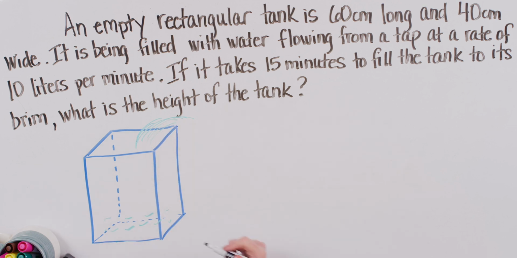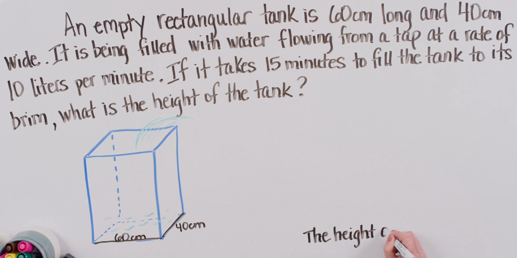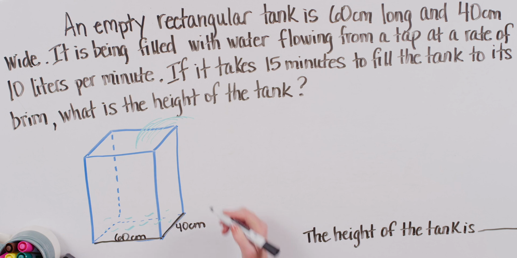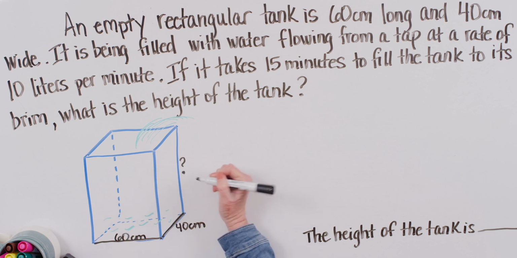So what we do know is our rectangular tank is 60 centimeters long. So I'm going to write 60 centimeters for this right here. And it's 40 centimeters wide. So right here we have 40 centimeters. And we do want to know the height, right? So what is the height of the tank? And this is what we're trying to figure out, and is our answer statement, the height of the tank is. So here is our question mark.